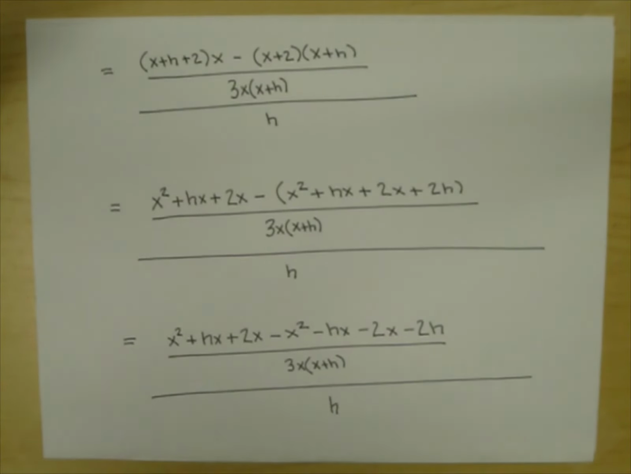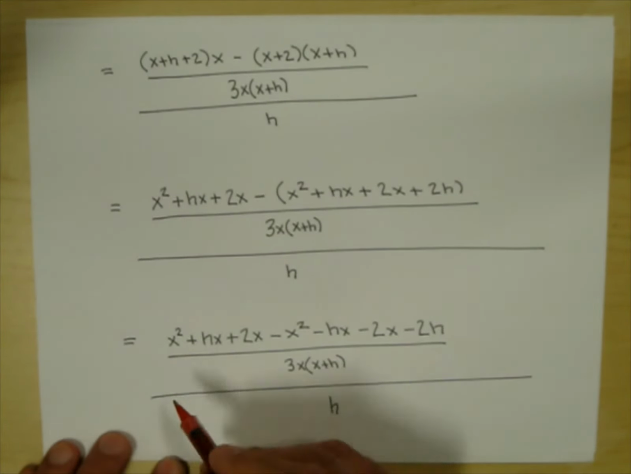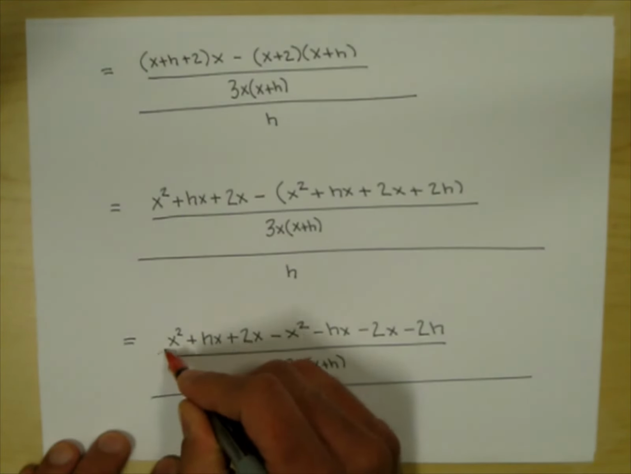This does require a lot of pieces of paper. Before we move on to the next piece of paper, we notice up here that the x squareds can cancel, or you combine them and they're 0. And same with the hx and the negative hx. Anything else like that? Well, I have to say the 2x and the negative 2x can also go away.